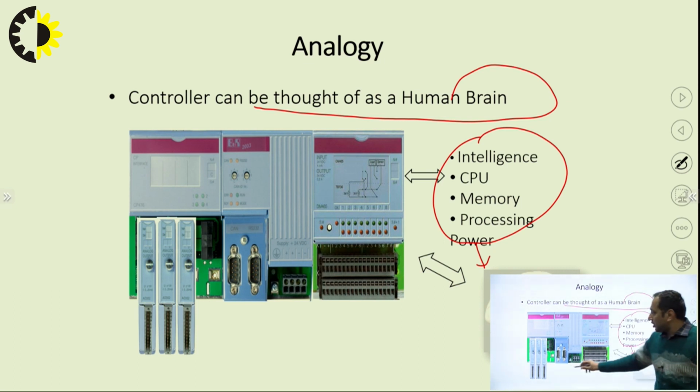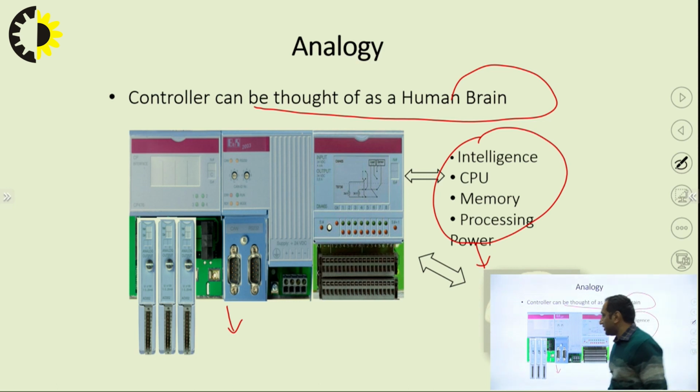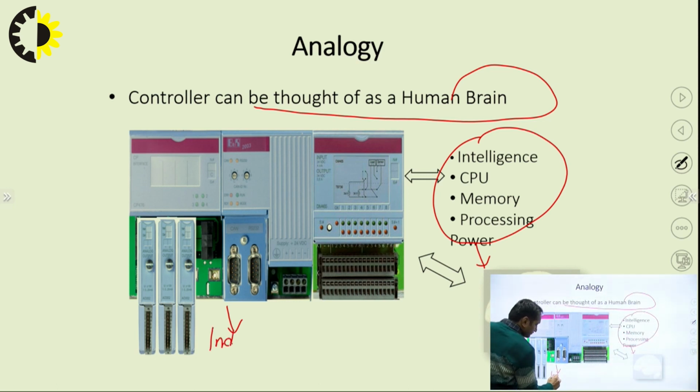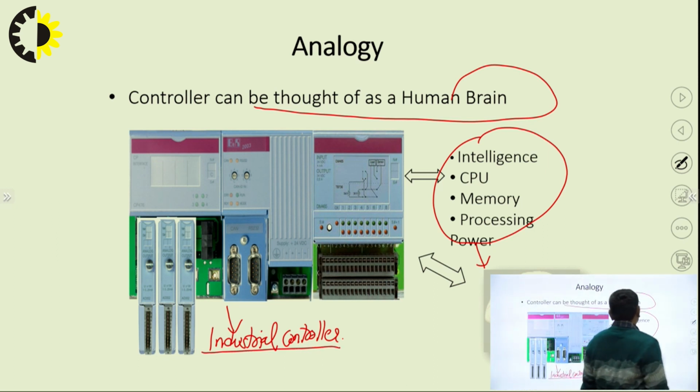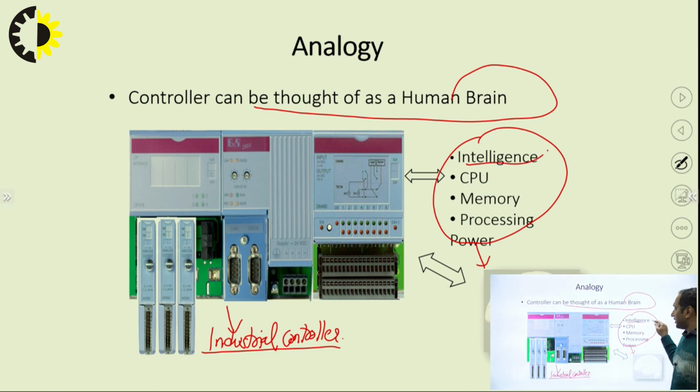This is what a controller actually looks like. It can be an industrial controller. It is an intelligent system, meaning it is able to take decisions once we teach it how to do so. There is a complex central processing unit in it. There is a memory to store all the programs, there is processing power to execute these programs, and there is a power requirement.